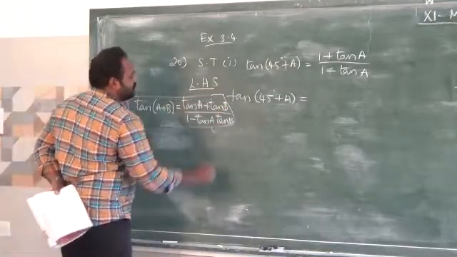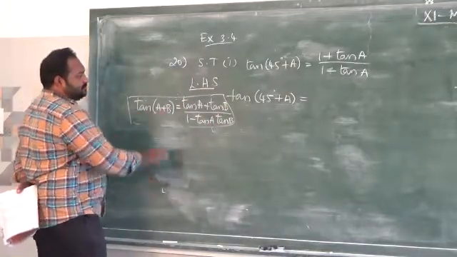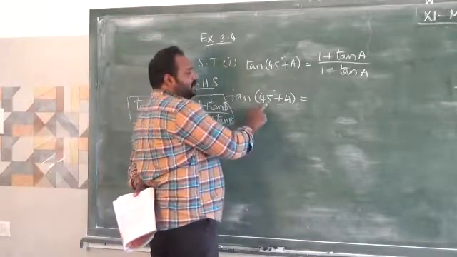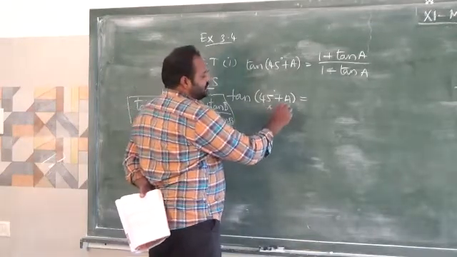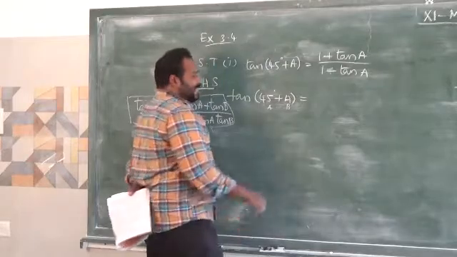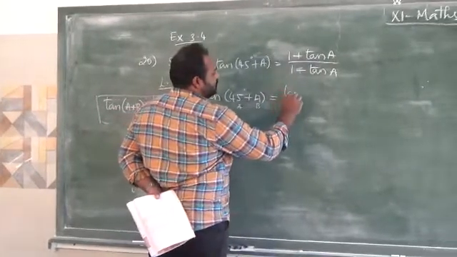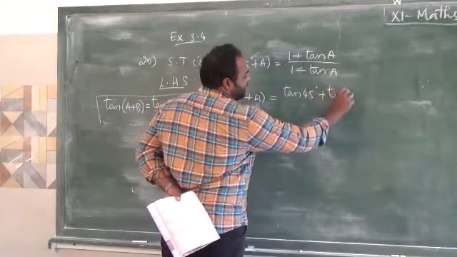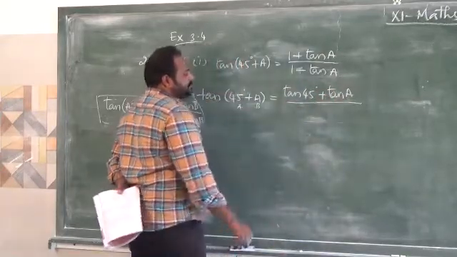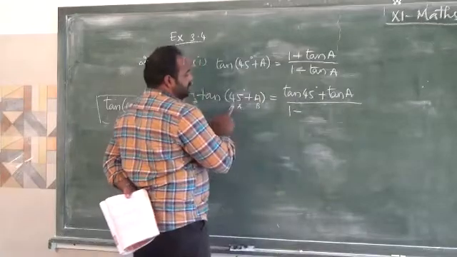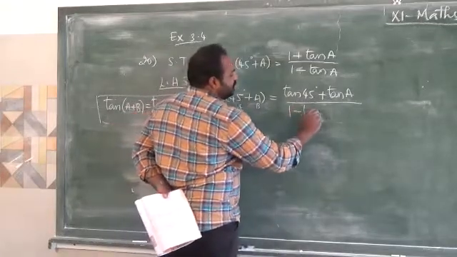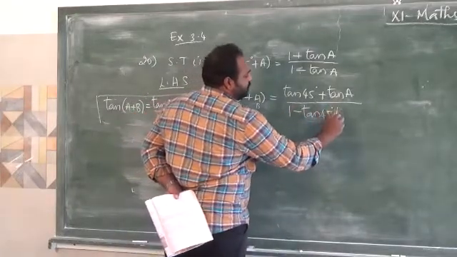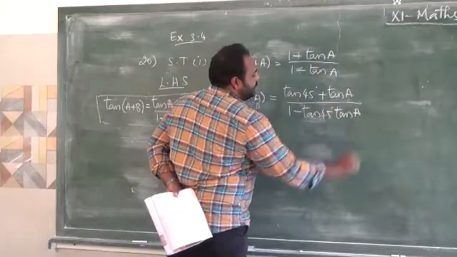So this formula we know that. Here we have the A plus B formula because we have 45 degree plus A. So this is considered as A, this is considered as B. Tan A plus B formula: I am going to use tan 45, tan A, tan 45, tan B is tan A divided by 1 minus tan 45 degree into tan A.